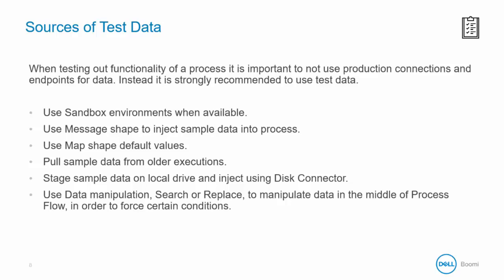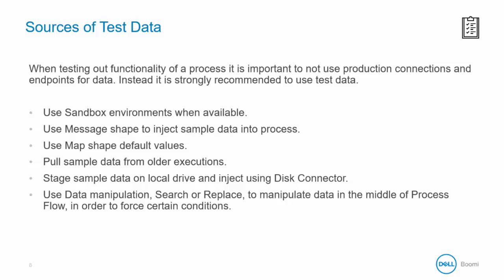The message shape can be used to inject sample data as well. Typically, your process starts with a no data start shape, followed by the message shape that has data. And you've seen this in many of the training example exercises. You can use the map shape default values to generate sample data in the correct profile format. Also, consider pulling sample data from old executions in process reporting.